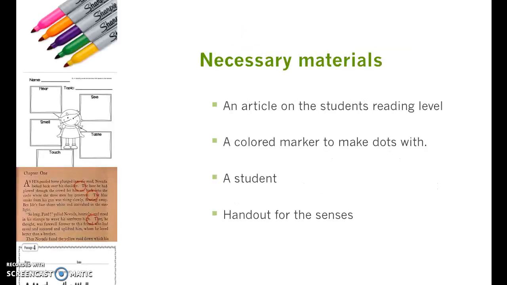Here are the necessary materials that are needed to successfully perform the Kansas Visual Learning Strategy. You will need an article on the student's reading level, a colored marker to make dots with, a student, and a handout for the senses. The handout I will be talking about later on in this presentation.